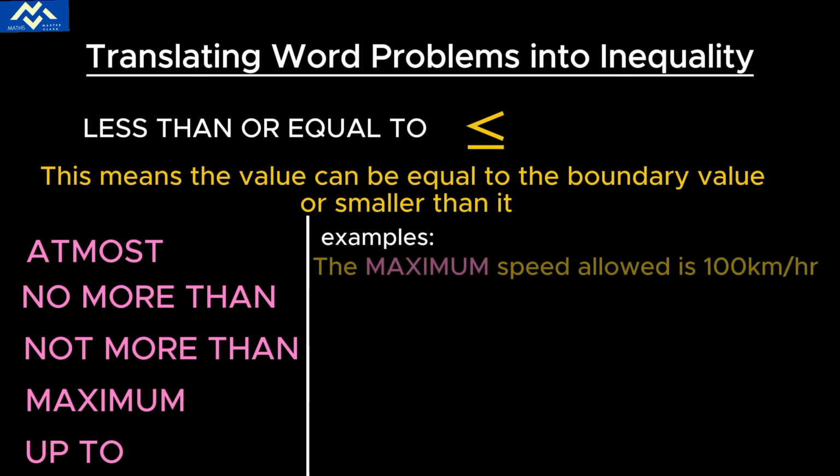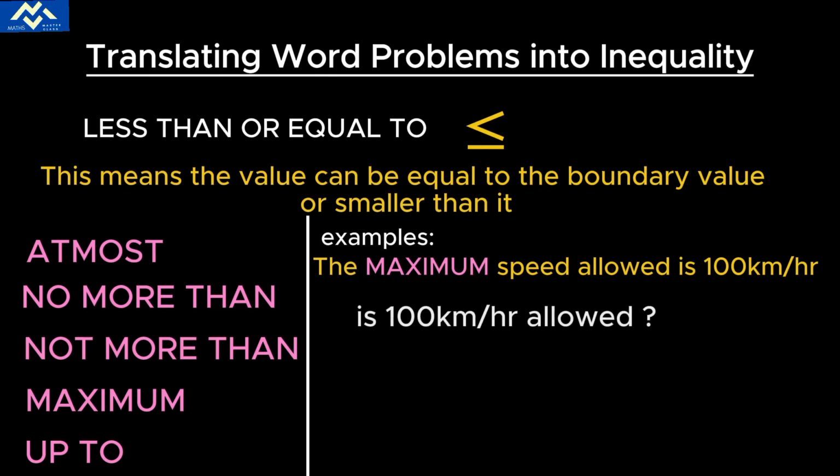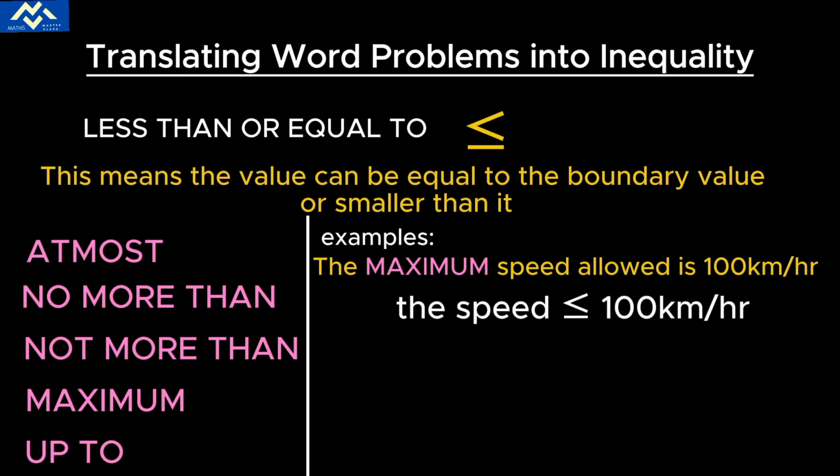Another example. The maximum speed allowed is 100 km per hour. Ask yourself, is 100 km per hour allowed? Yes. Is 90 km per hour allowed? Yes. Is 110 km per hour allowed? No. Since the maximum speed is 100 km per hour, the speed must be 100 km per hour or below. Therefore, the speed is less than or equal to 100 km per hour.